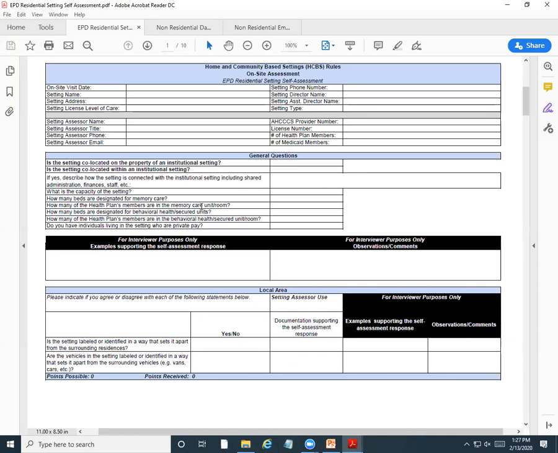Some of these other general questions, again, are point in time. We understand that they may change. They're just to get the health plan a feel for your setting before they go out there.